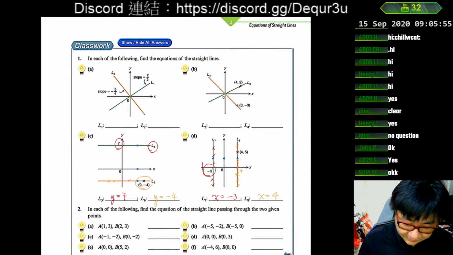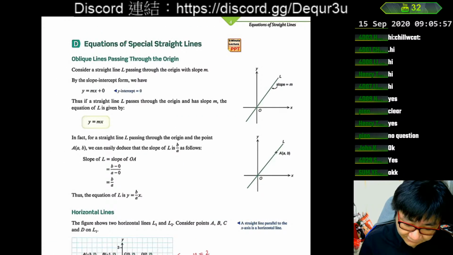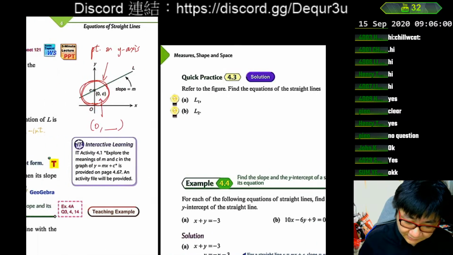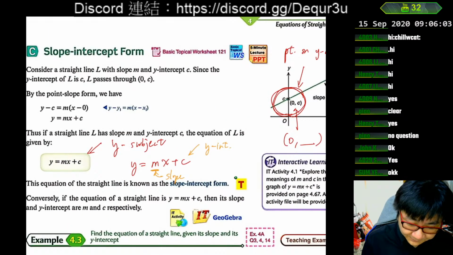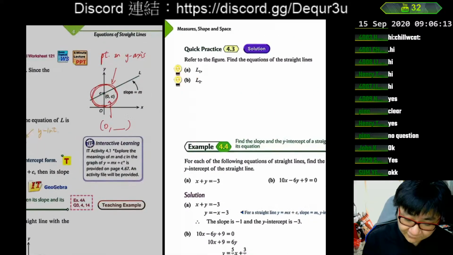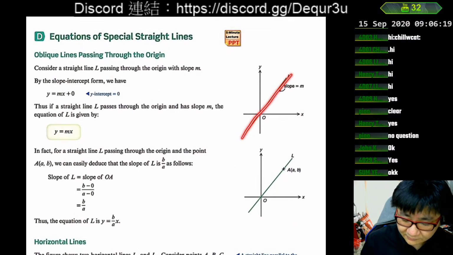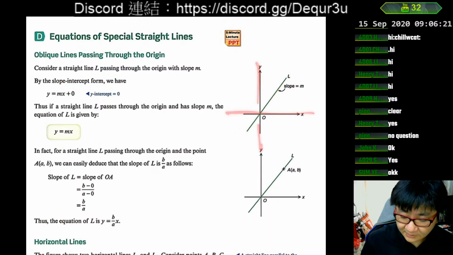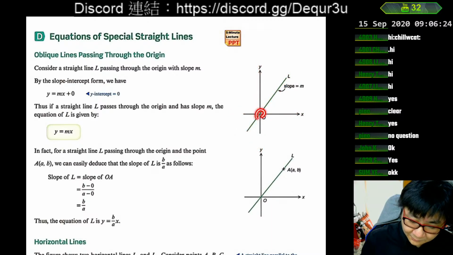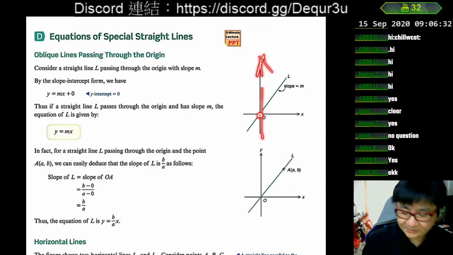And therefore when we turn back to the textbook a few pages before, we have here the y subject form. It's just what I say. It is the slope, and it is the y-intercept. The y-intercept is the position where it cuts the y-axis. Another special straight line is, what if it cuts through the origin? If the straight line cuts through the origin, then the y-intercept will be at the origin position, that means the straight line cuts the y-axis at 0.